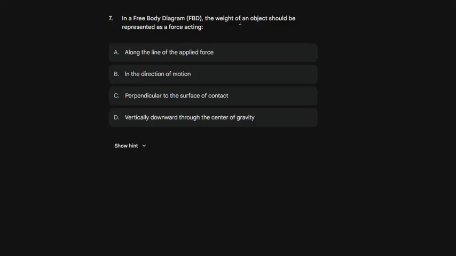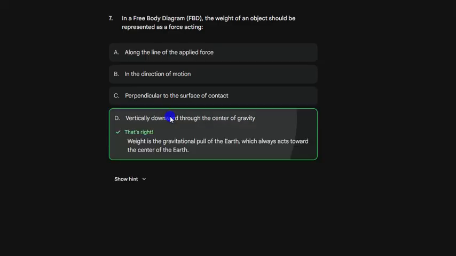In a free body diagram, the weight of an object should be represented as the force acting... The weight of the object always acts downward. So vertically downward through its center of gravity. So option D is the correct answer.